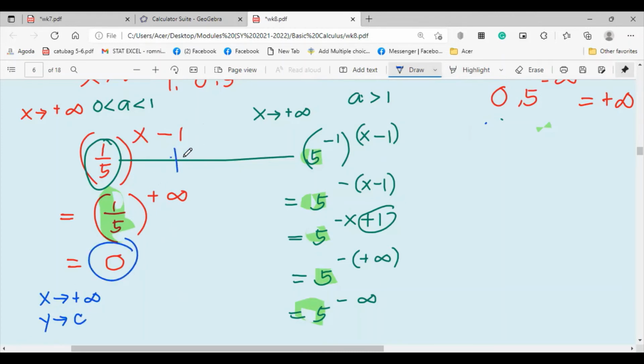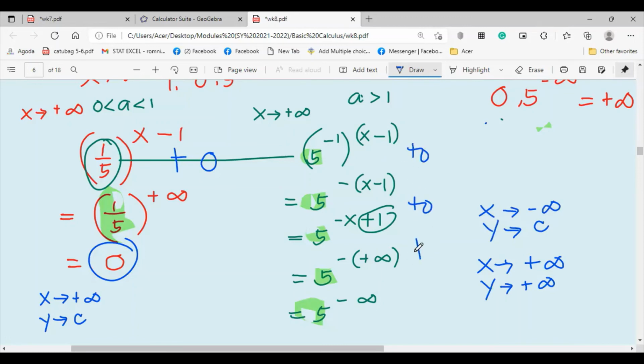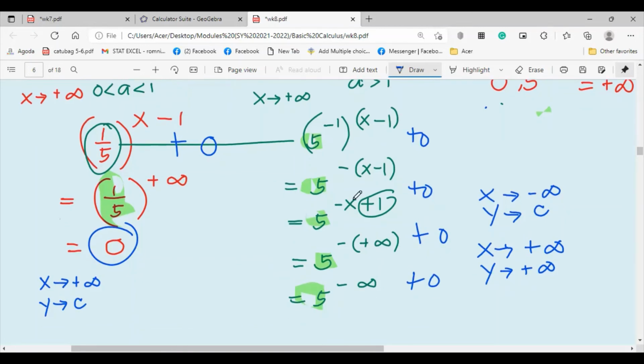Kasi parang may assumption tayo na plus 0 dito. Ang assumption naman ni a greater than 1, when x keeps on increasing, y also does the same. But when x keeps on decreasing, y gets closer to a constant. Ang constant natin dito ay parang may plus 0. Kaya ang sagot mo dyan is simply, the answer here is simply 0. Can you get that?